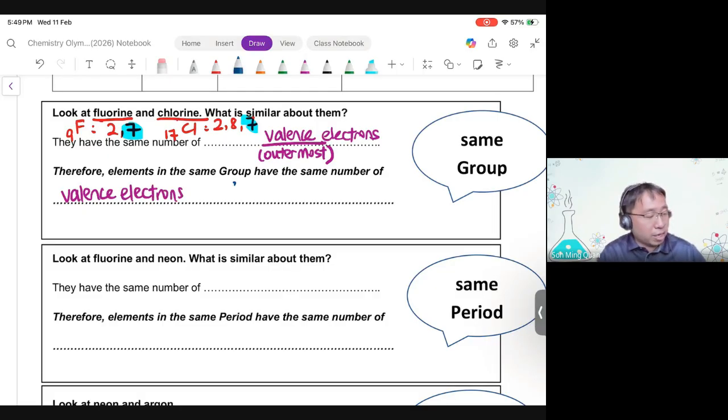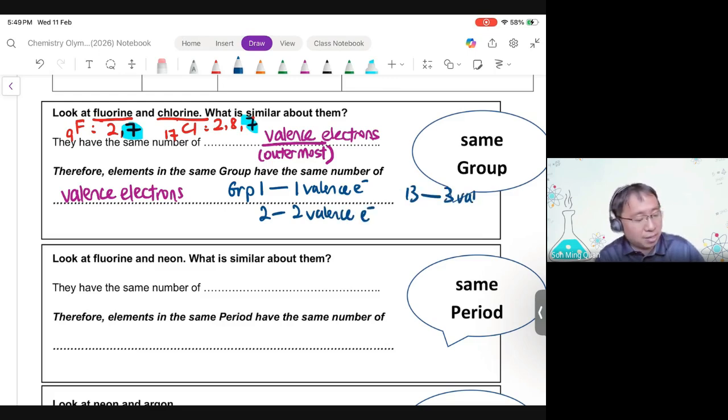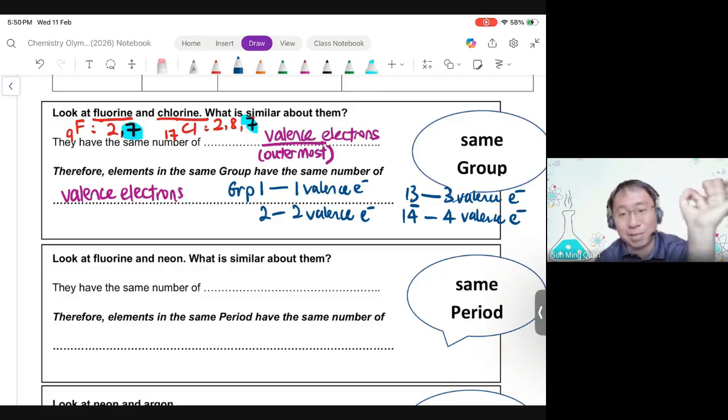And the rule here is group 1, 1 valence electron. Group 2, 2 valence electrons. Group 13, 3 valence electrons. Very important, once you get to the teens, we just want the last digit. 13, 3 valence electrons. 14, 4 valence electrons. 17, 7 valence electrons. All right? Important concept. You must be able to get this.